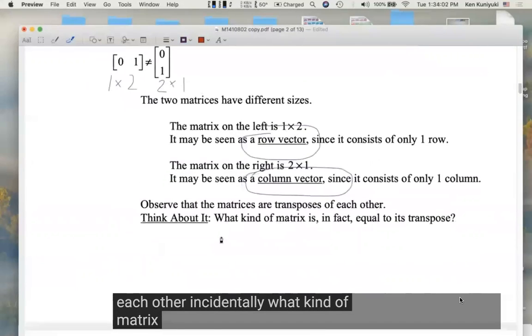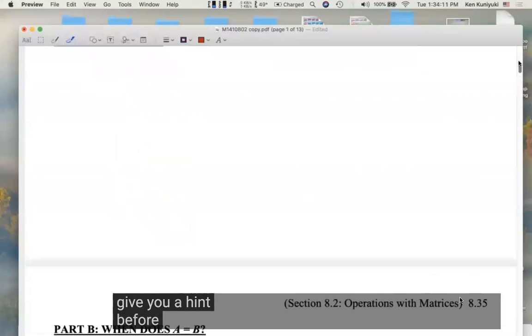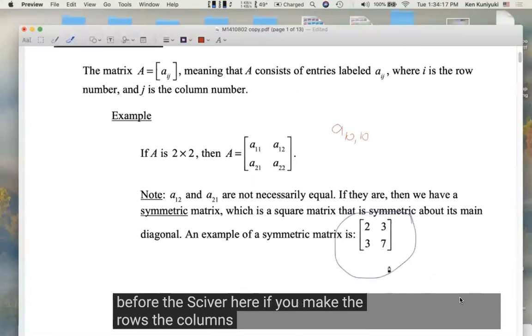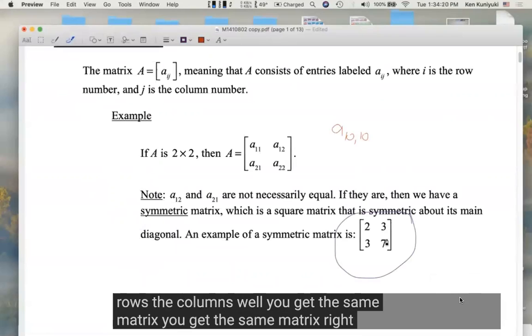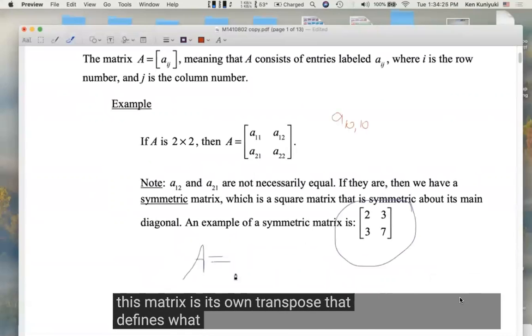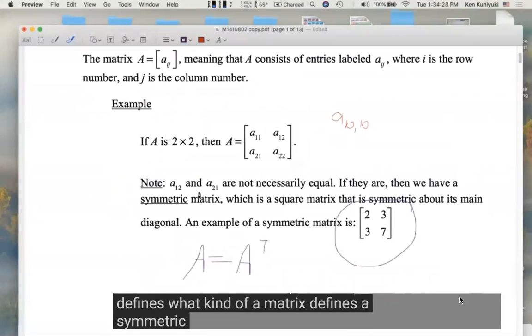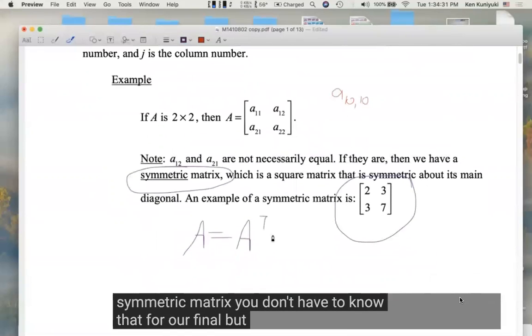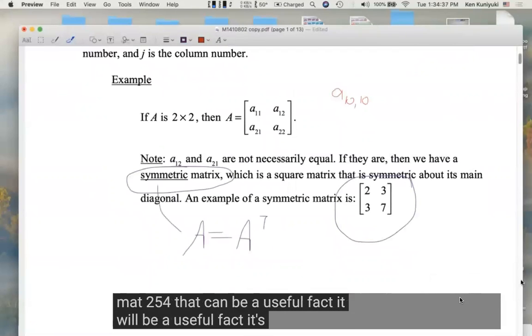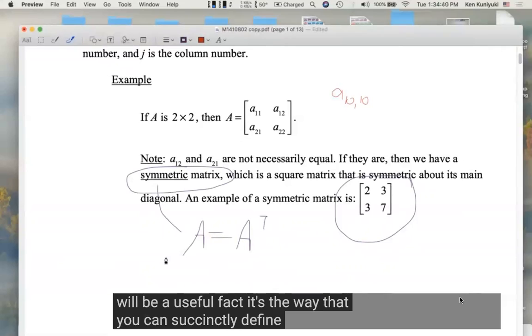Incidentally, what kind of matrix is equal to its transpose? I'll give you a hint. We've seen one before. This guy over here. If you make the rows the columns, you get the same matrix, right? So this matrix is its own transpose. That defines what kind of matrix? A symmetric matrix. You don't have to know that for our final, but in linear algebra, Math 254, that can be a useful fact. It will be a useful fact. It's the way that you can succinctly define a symmetric matrix.